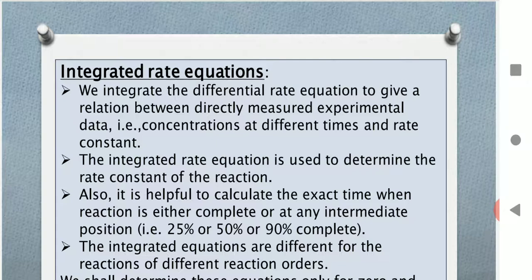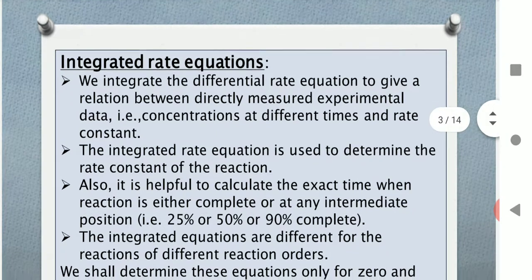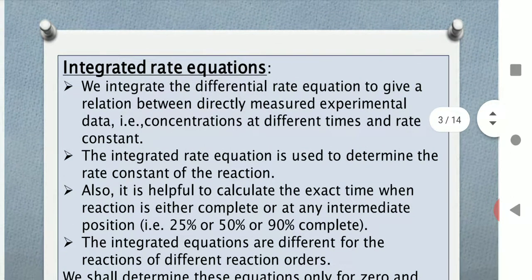But before that, why do we need to integrate the differential rate equation? We integrate the differential rate equation to give a relationship between the directly measured experimental data, that is concentrations at different times, and rate constant. The integrated rate equation is used to determine the rate constant of the reaction, that is the value of K, for either zero order or for first order.